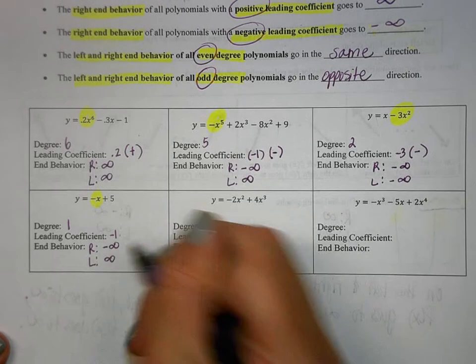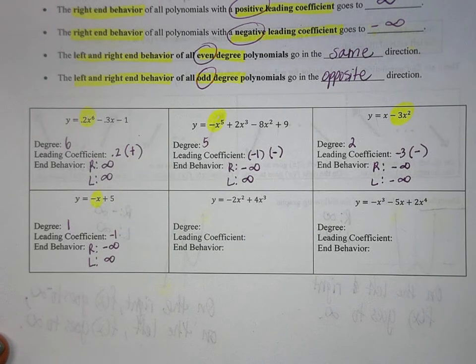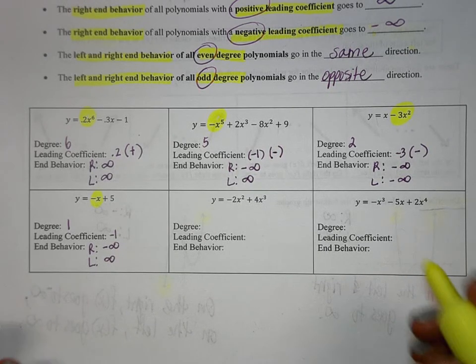And how do you know that? Because it's even, odd. Odd degrees, opposite directions. Very good. Okay, next one. I want somebody to tell me the degree. Melissa, what is the degree on the next one? 3. Very good. 3 is correct.